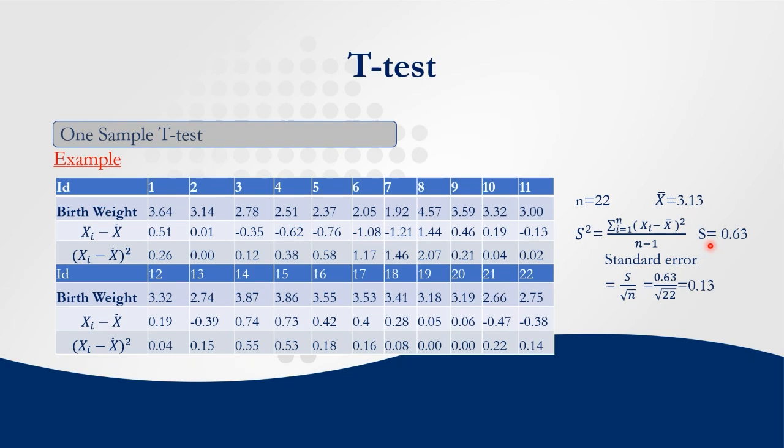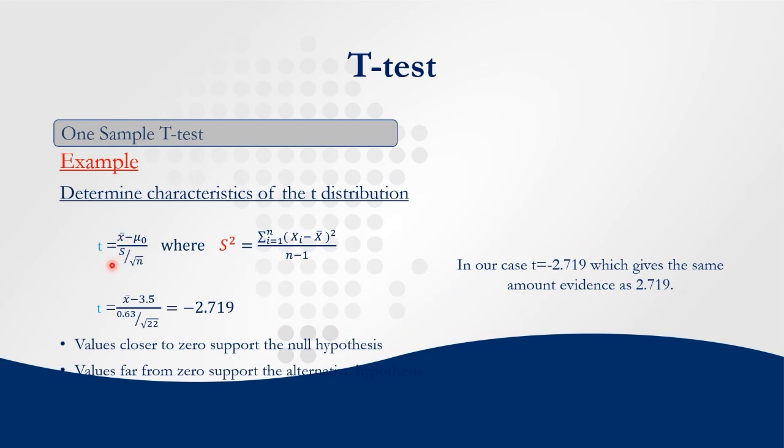And then you come back to your T statistic. You computed the X bar, and then mu naught is what we hypothesized, which was 3.5. Then we computed the S and then the N. In this case, the T that we get is minus 217. Because it's symmetric, it's minus 217 on the left and 217 on the right, because we know that values that are closer to 0 support the null hypothesis, right?